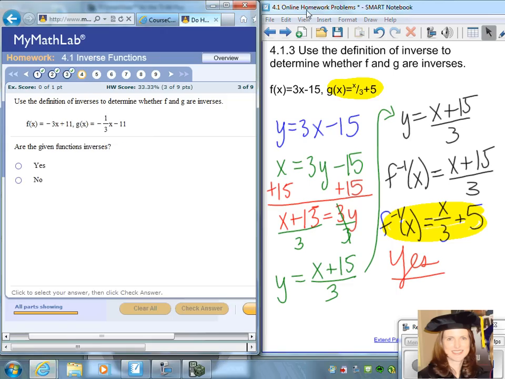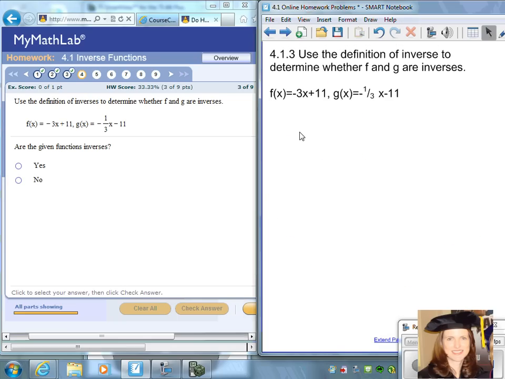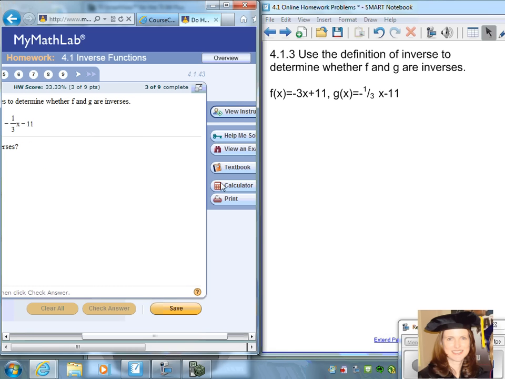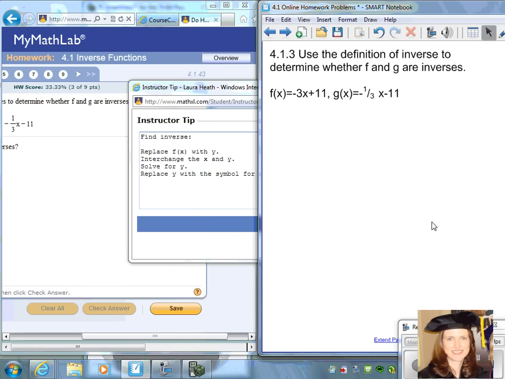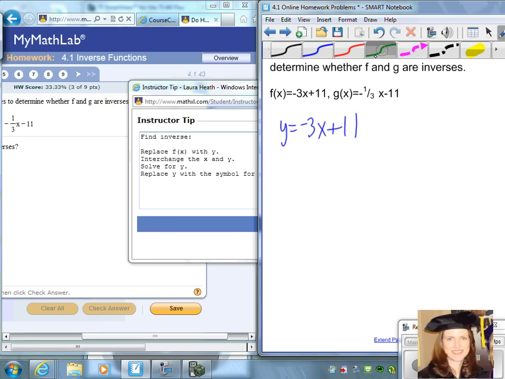For question number 4, this is a similar question. Use the definition to determine whether f and g are inverses. Again, if we go to those 4 steps for finding an inverse, we're going to start off with our f of x function. We're going to replace the f of x with y. And then we're going to interchange just the x and the y. Everything else stays the same.